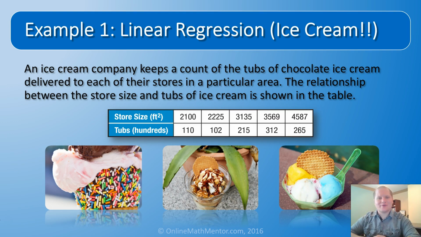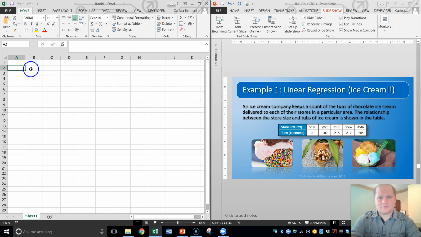There are several ways we could do a linear regression. One of them is by hand, which I'm not going to do, but you could also use a graphing calculator or a lot of other methods. For this example, I'm going to show how to do it in Excel. First thing I'm going to do is copy this information into Excel.